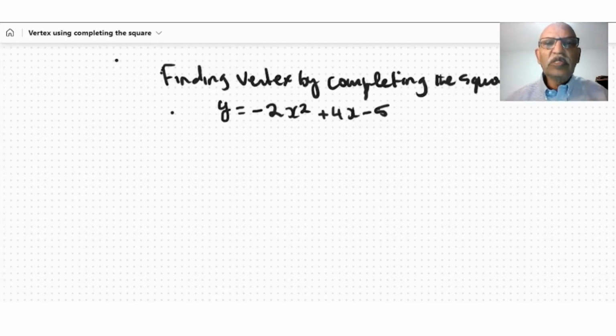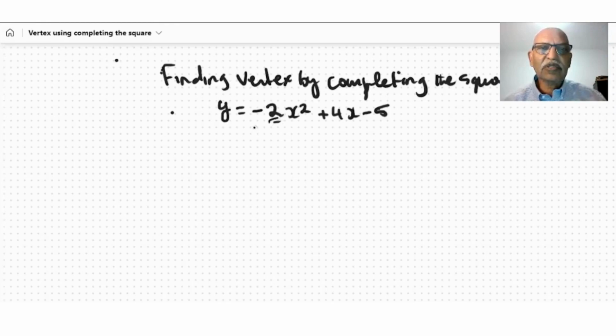Okay, today we'll do an example for finding the vertex by completing the square. This is part of quadratics. So we complete the square to find a vertex. There are other methods too, but let's concentrate on completing the square. The first condition for completing the square is that the coefficient of x squared must always be positive 1.